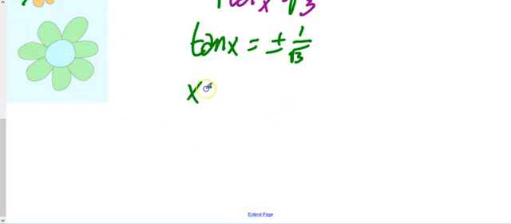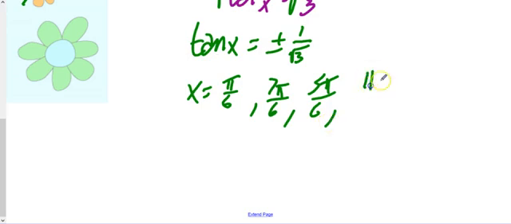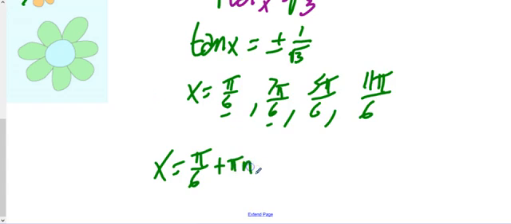So that means x could equal pi over 6. Remember, this is plus or minus, so we're going to do everything. So the positives are pi over 6, sorry, brain fart, 7 pi over 6. The negatives would be 5 pi over 6 and 11 pi over 6. So to represent all of our solutions, because these are both our positive answers, we can actually just represent it as pi over 6 plus pi n. And to represent the 5 pi over 6, we would say 5 pi over 6 plus pi n.